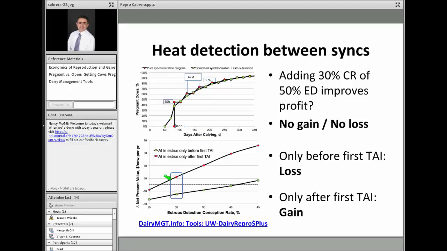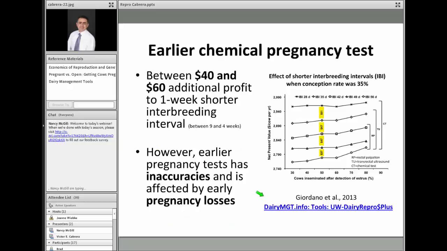The other interesting thing of this research, which is also published, is that if we do cherry picking after the first time AI, we will gain. It does make sense because after the first time AI we have the Ovsynch with 30% conception rate and a 42-day interbreeding interval. If we do cherry picking, we are gaining time at the same conception rate, and that translates at the end into additional money we can make by doing this.